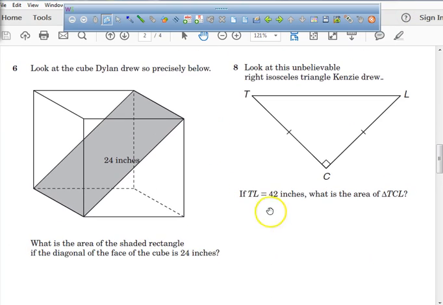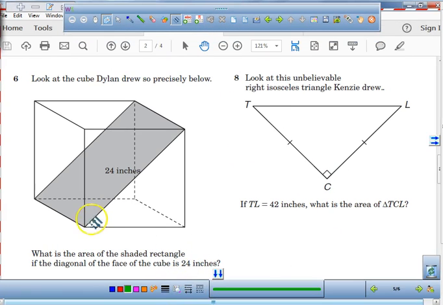Look at the cube Dylan drew so precisely below. We have a cube. What's a cube made up of? What are the faces of all cubes? The faces are squares. Which triangle deals with a square? Which one? The 30, 60, 90 or the 45, 45, 90? 45, 45, 90. Check this out, everybody. I want you guys to know that this distance right here is 24.